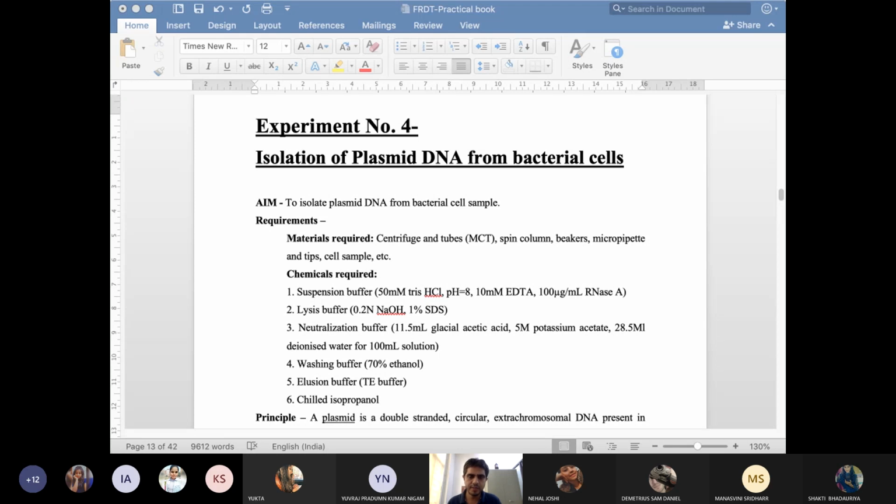Yes, Maniswini? Yukta? So we can neutralize it by addition of acid. Yes, well said. We can neutralize by addition of acid. Okay, so this step is called neutralization. So first we make the alkaline condition that makes the double-stranded DNA single-stranded. Now you are adding the acid. So when you add the acid, your single strands again become double-stranded.